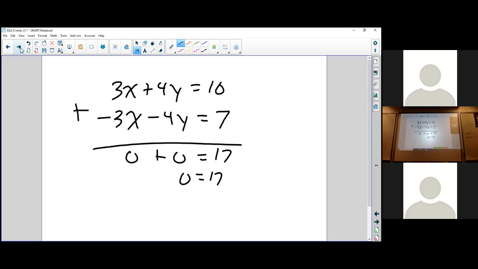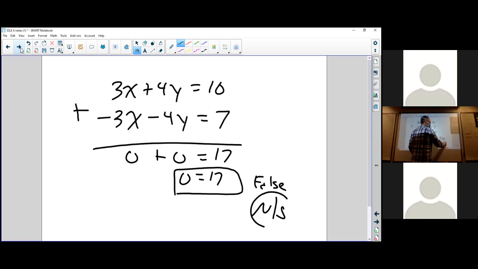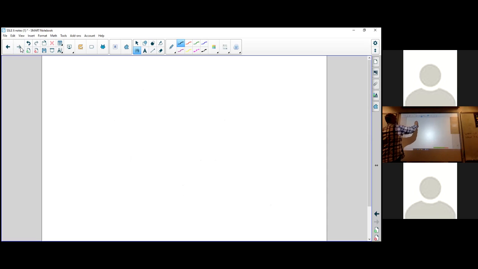That's a no solution. Yeah, this is a no solution because this is false. So that means we have no solution to this problem. Well, that means if they were graphed, they would be parallel to each other. Well, what if we had this?